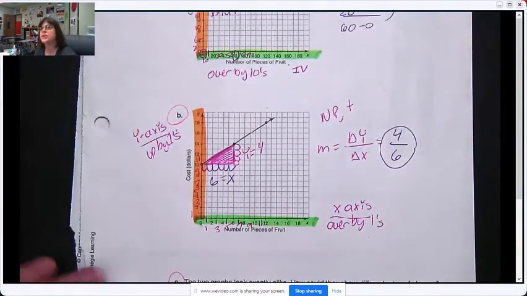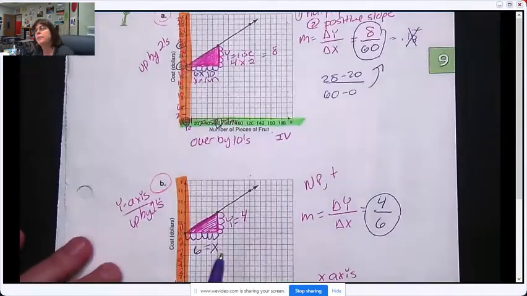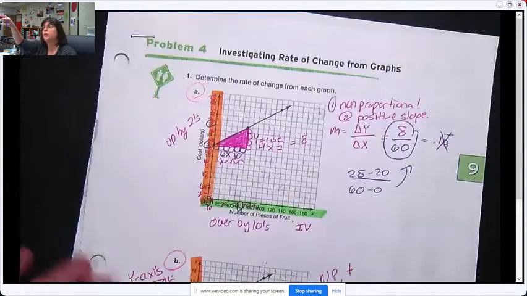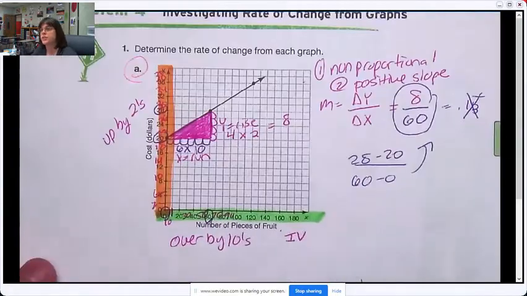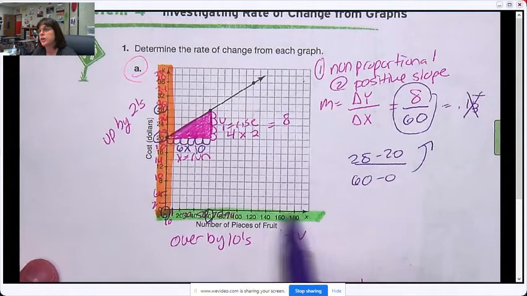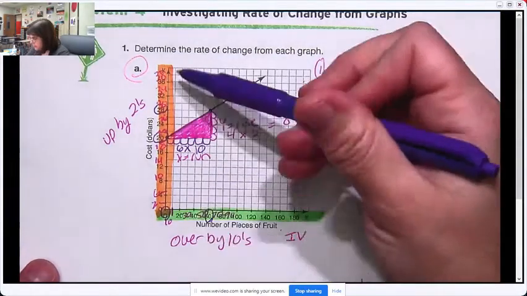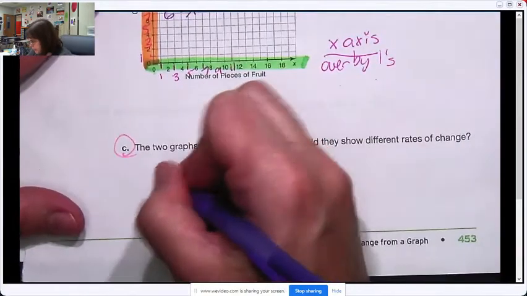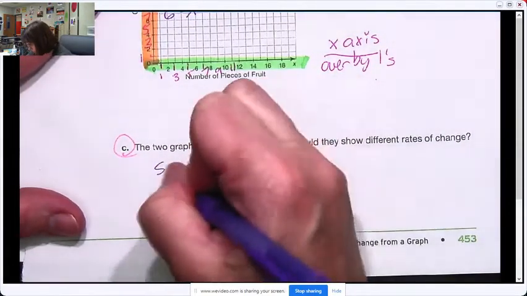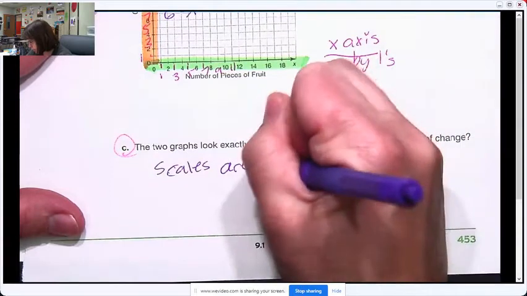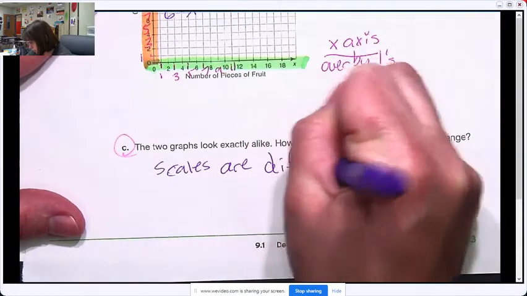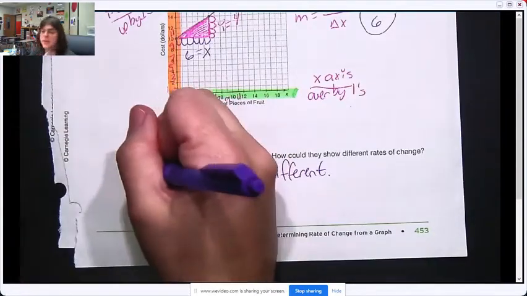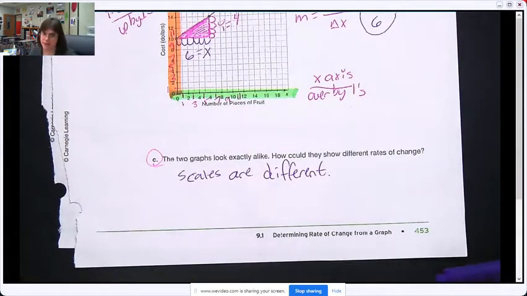Okay? Now it says, even though they look the same, why are their rates different? Well, there's a couple different things. You can see the biggest thing is the scale is different. You're going over by 20 here, and you're going up by 2. On B, you're just going over by 1 and up by 1. So I'm just going to put the scales are different. The scales are different. Now let's try a negative rate of change together.